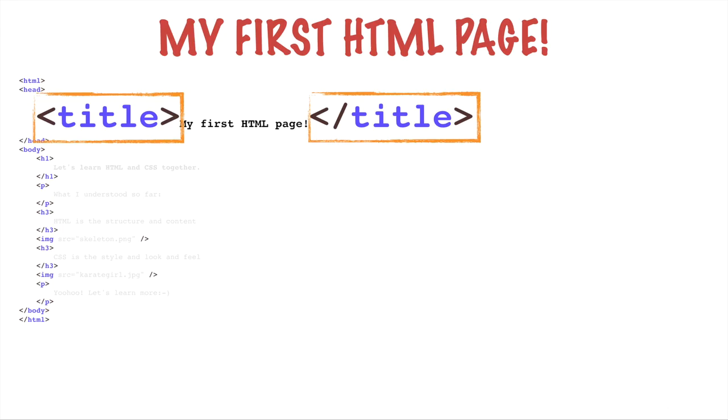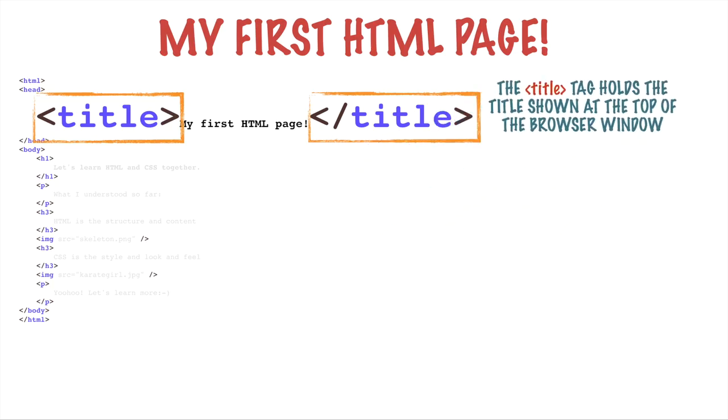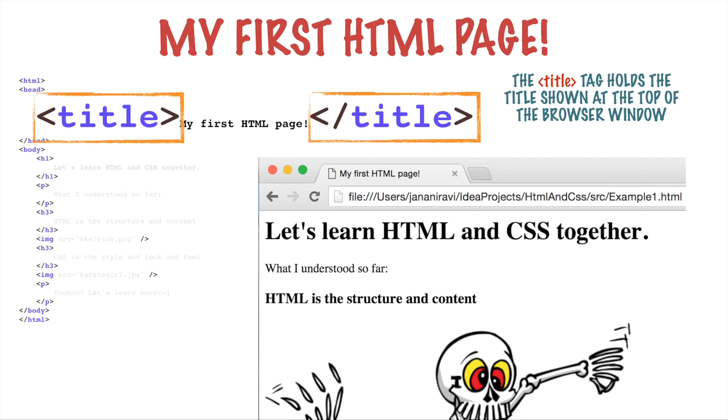Next up is the title tag. What's enclosed between this pair of tags is what shows up in the title at the top of the browser window. Here's what our browser output looks like, and you can see that the words "My First HTML Page," which show up over there in the tab of the browser, are in fact what we've specified between the title tags.